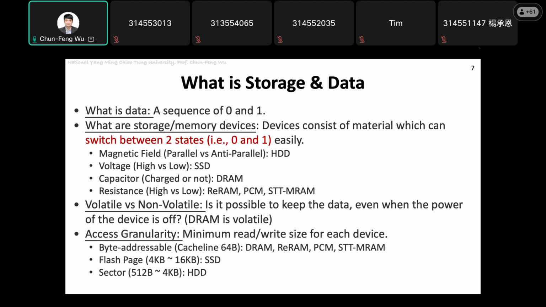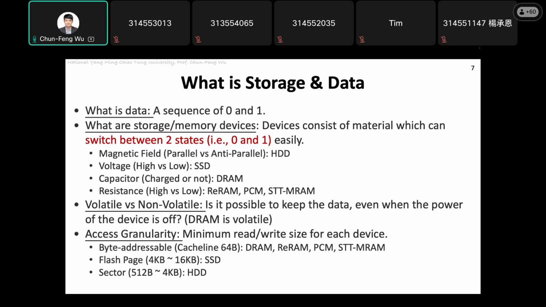Okay, there is another thing people like to talk about, which is granularity. Granularity is about the minimum read-write size of each device. When we say something is byte-addressable, usually like DRAM, ReRAM, PCM, STT-MRAM, it means the CPU can truly access the device byte by byte.